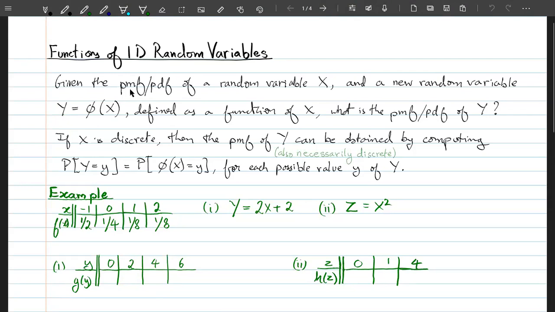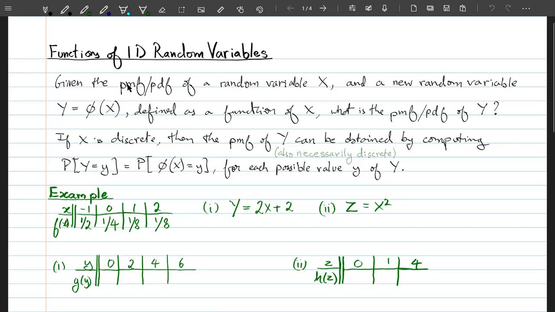And if x is discrete, y is also discrete. And we will consider cases where if x is continuous, then y is also continuous. So we will not consider functions like rounding off, for example, where a continuous random variable may become discrete. So we are going to consider discrete to discrete and continuous to continuous transformations. Okay, so this topic can also be called transformations of random variables. So we will look at one-dimensional random variables to start with.